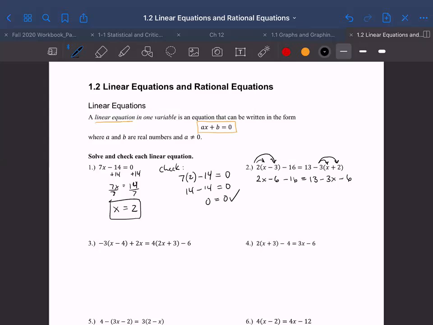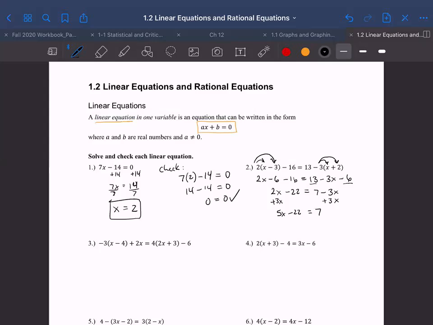I'm going to start combining like terms, try and get all the x's on one side and all of the regular numbers on the other side. So I have here 2x, negative 6 minus 16 is negative 22. Over here I have a 13 and a minus 6, and 13 minus 6 is 7, and then a minus 3x. Now I'm going to try and get all the x's on the left-hand side and all the other numbers on the right-hand side. So I'm going to add 3x to both sides. So plus 3x over here. And then after I do that, I'll end up with a 5x minus 22 equals 7.